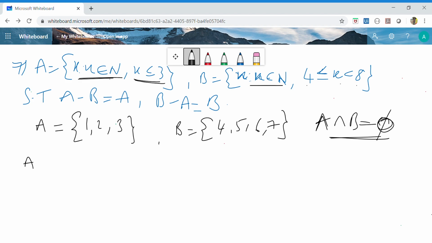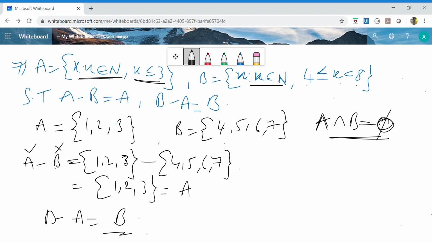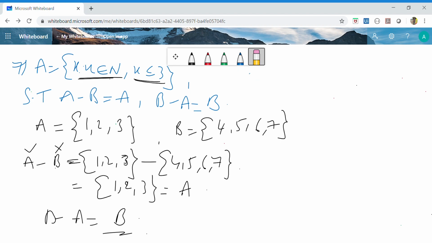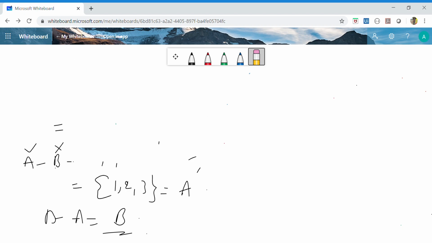What is A minus B? Automatically you will get A. A minus B is 1, 2, 3 minus the set 4, 5, 6, 7. Then the elements which belong to A and do not belong to B. Elements common in both sets, nothing is there. So A minus B is 1, 2, 3, A itself. In the same way, B minus A is also B, because they are disjoint sets.